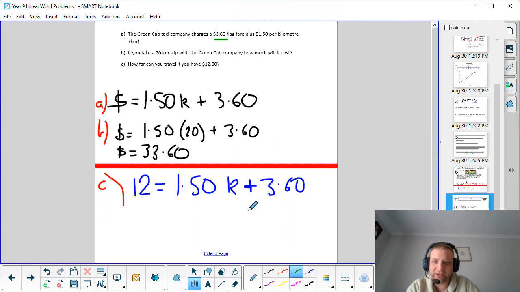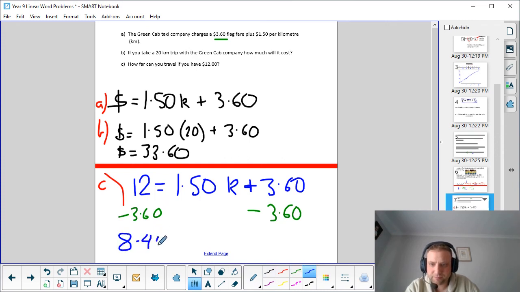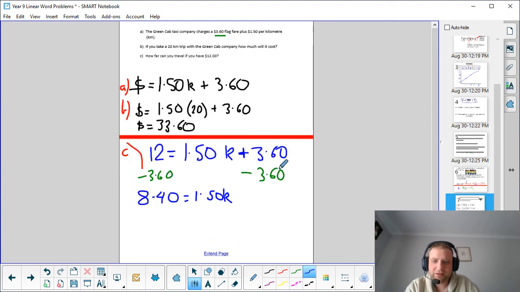The two steps are always going to be get rid of this number first. Right, show all my working out because it's nice to be organized. But you know, we take the $3.60 from both sides. That gets us down to this. Right, we like to write down what we've got once we've got rid of something. Right, we see a plus, we do the opposite to get it to the other side. And then this is what we're trying to solve for.